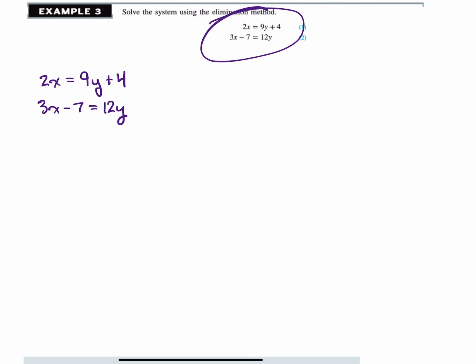So we're starting here with 2x equals 9y plus 4, and then we have 3x minus 7 equals 12y. Well, these are kind of scrambled up too, so let's get them into standard form, where standard form is like ax plus by equals c, where we have our variables both on one side and then the constant term on the other side.